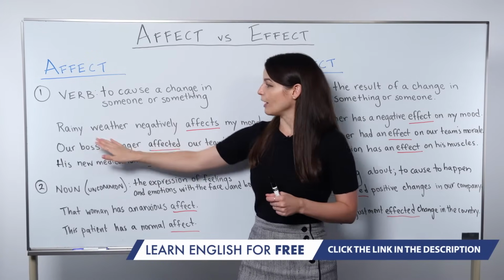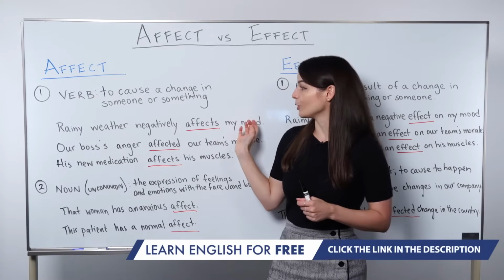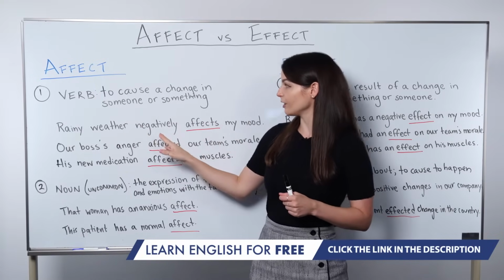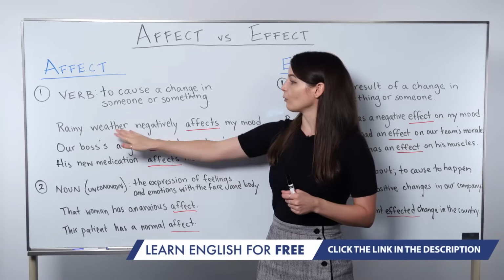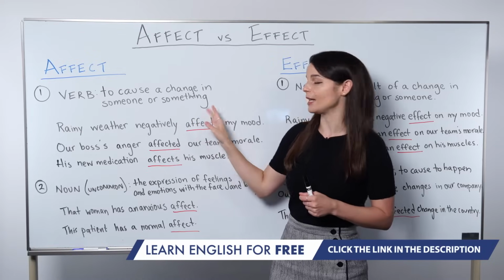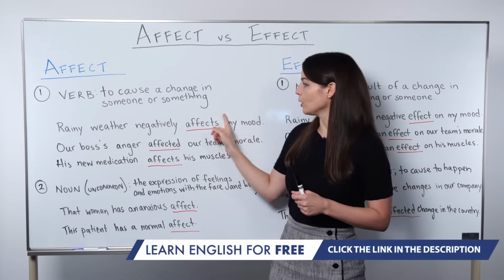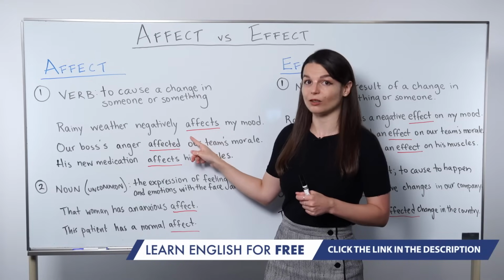First, rainy weather negatively affects my mood. Rainy weather negatively affects my mood. So this sentence means that rainy weather negatively causes a change in my mood. So we use affect with an A here. Effect with an E would be incorrect.